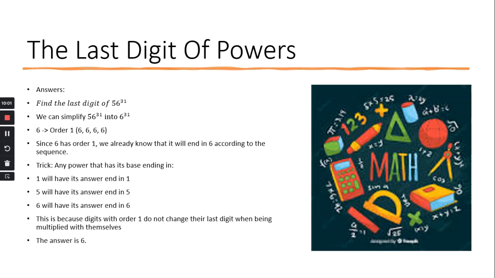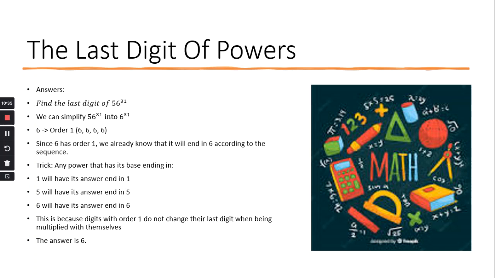Okay. So the last digit of powers, the answers. So the last digit of 56 to the power 31. We can simplify 56 into 6 because remember, all the other digits in the base don't really matter except for the ones. 6 has order 1, which is 6, 6, 6, 6, which means the answer will definitely have to be 6 because any number that has the last digit of its base as 6 will definitely end in 6 because it has an order of 1.